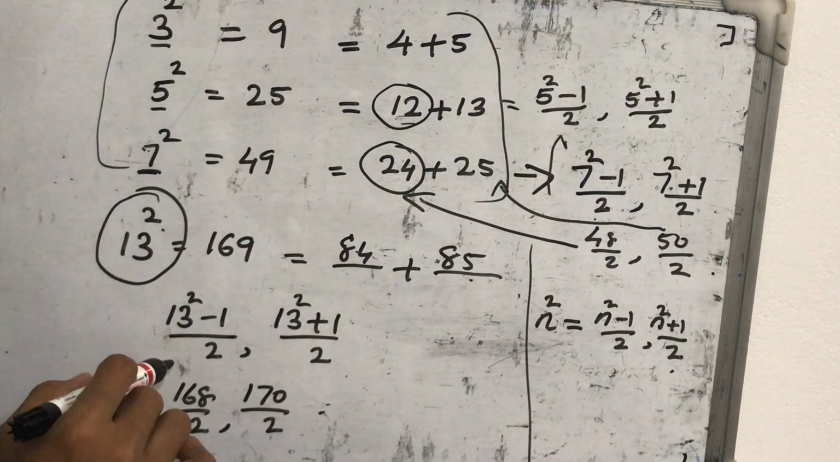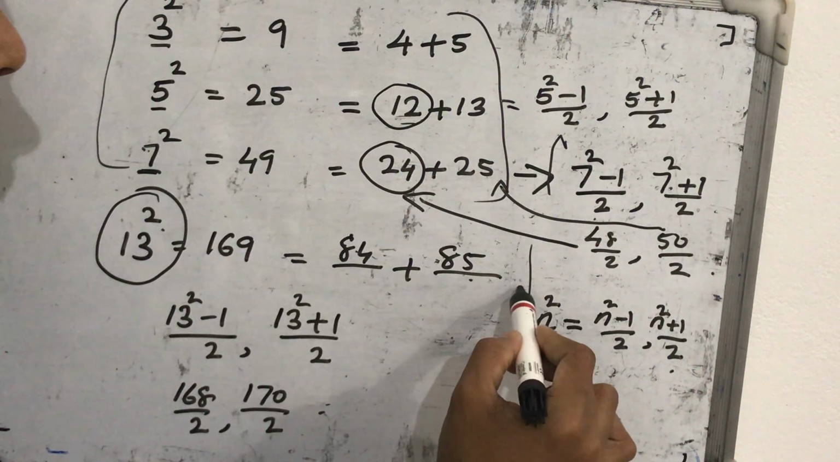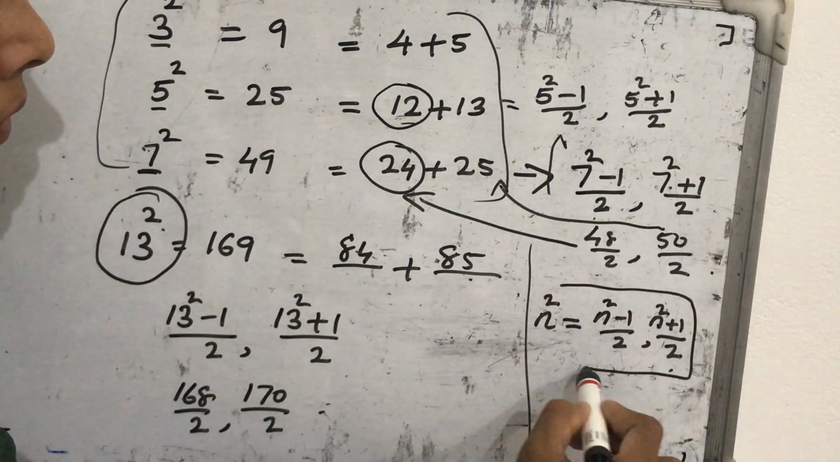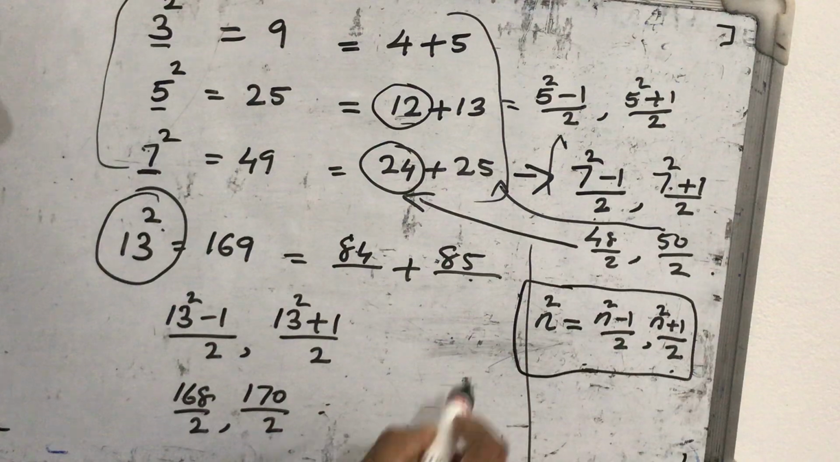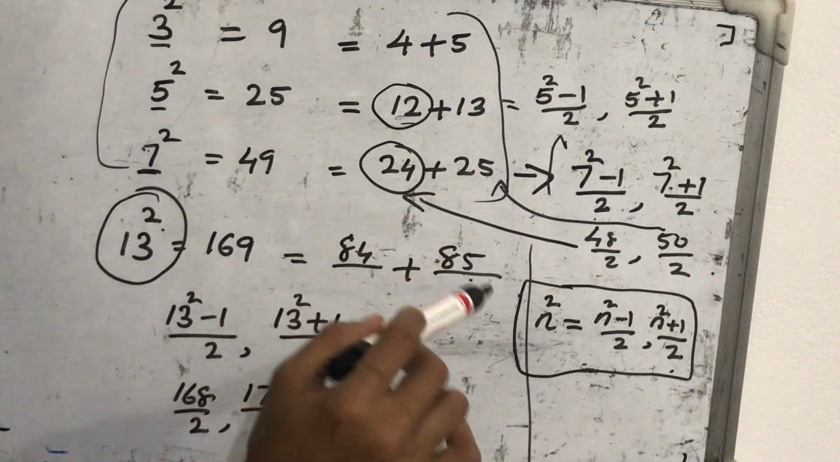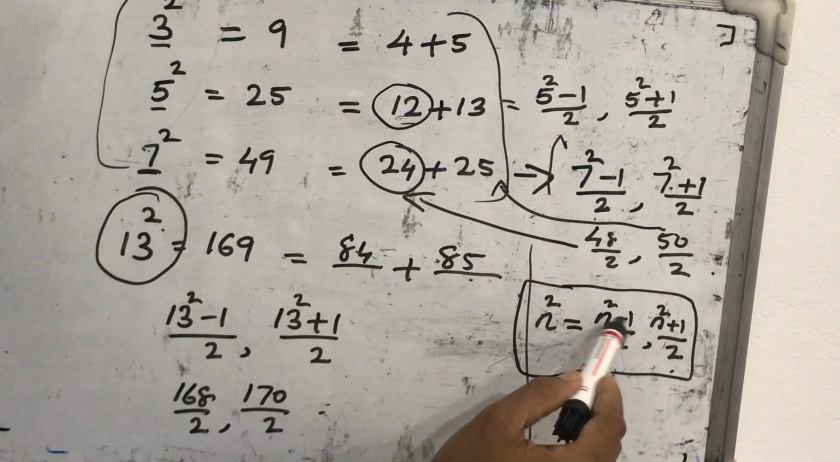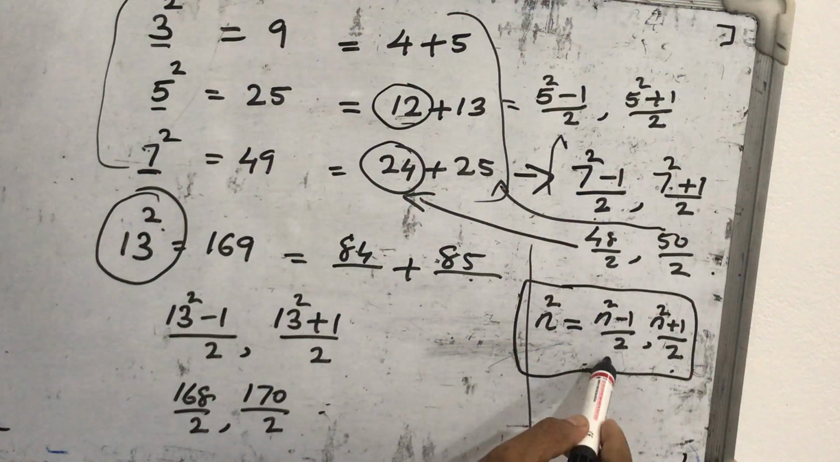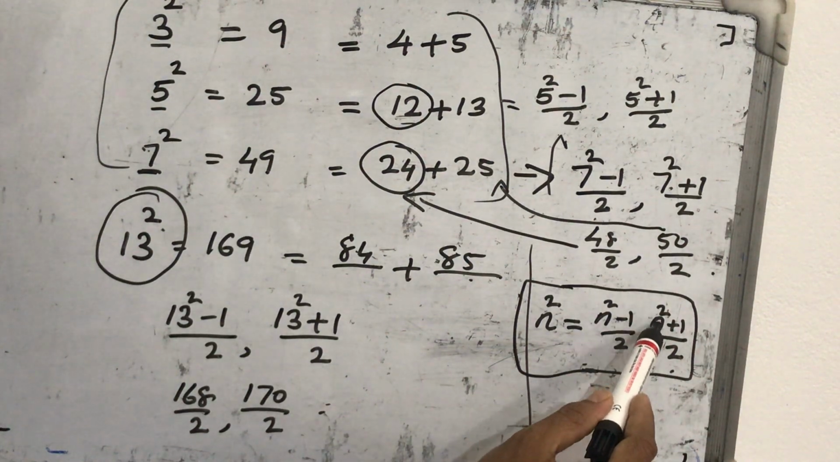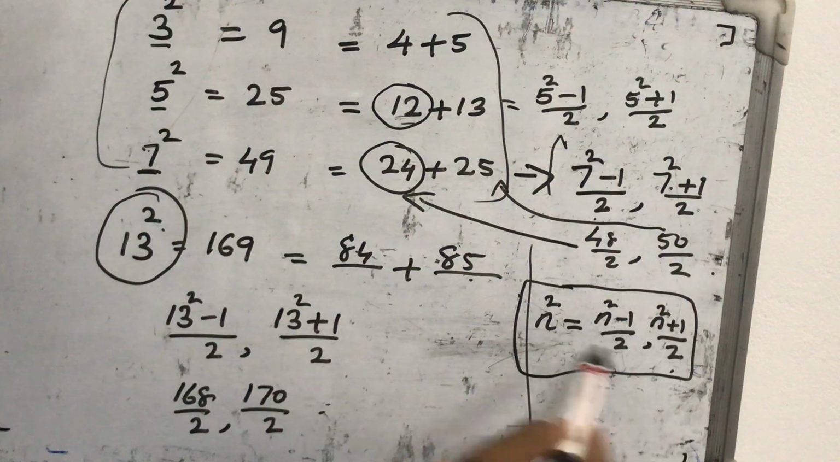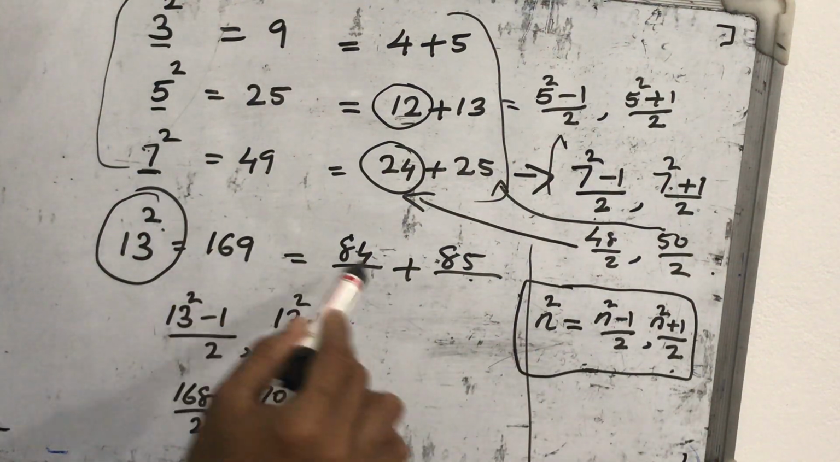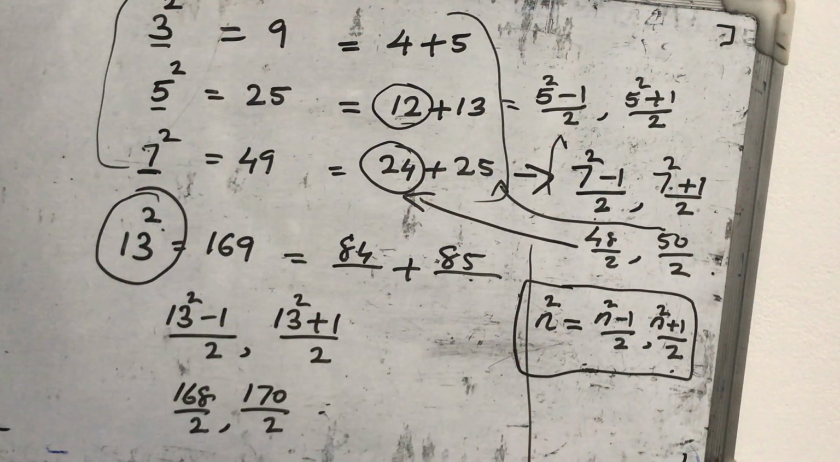For getting those two numbers, we can use this general formula. For n squared, the first number is n squared minus 1, by 2, and the second number is n squared plus 1, by 2. Using this, we can find those two successive numbers.